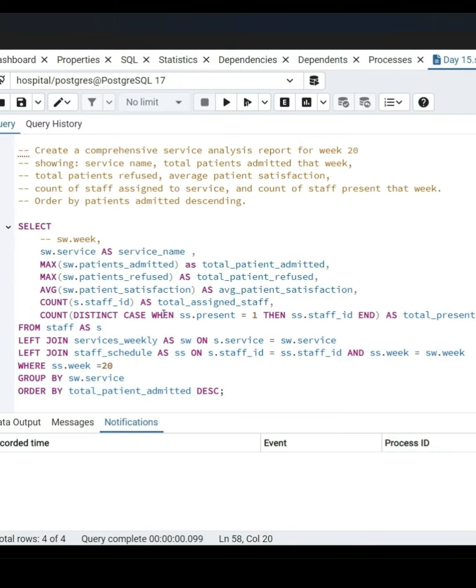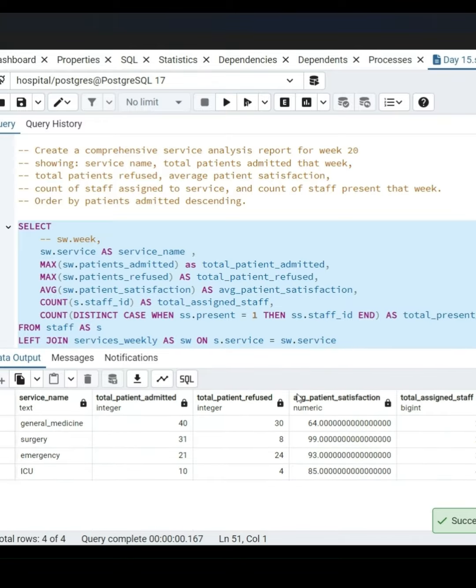And most importantly, we need to calculate the total present staff, as we are filtering the data for week 20, but we only want the staff who are present in that particular week. For that, I have used a CASE statement with a condition saying if the staff is present, then return the staff ID, and I'm taking that distinct ID and simply counting the staff IDs present in that particular week. Yeah, that's it. And let's run this query.